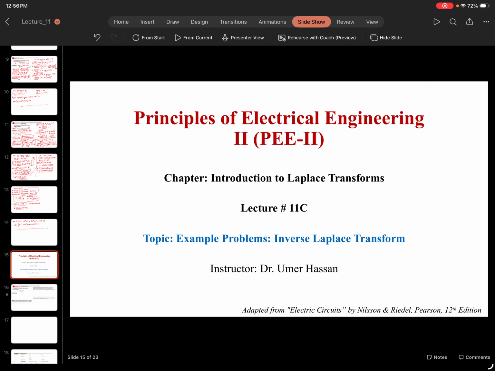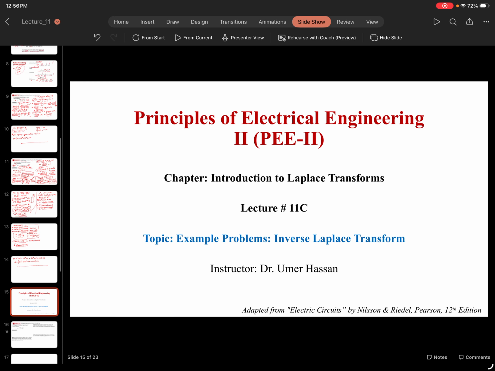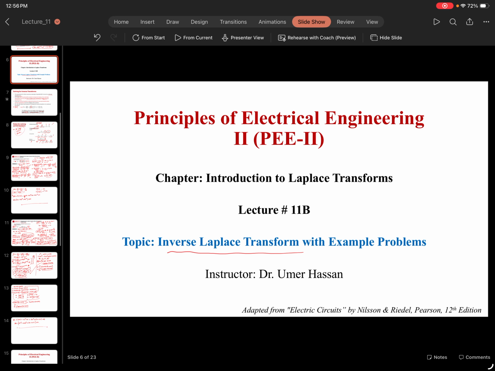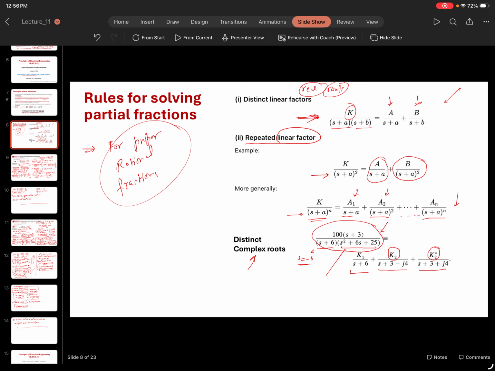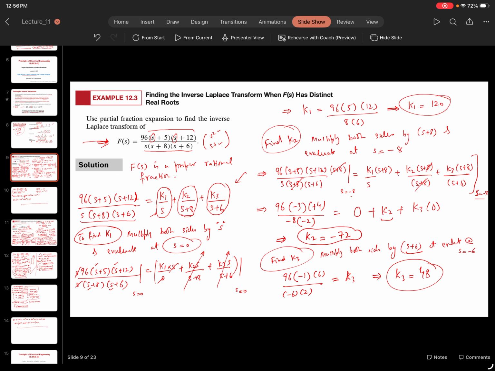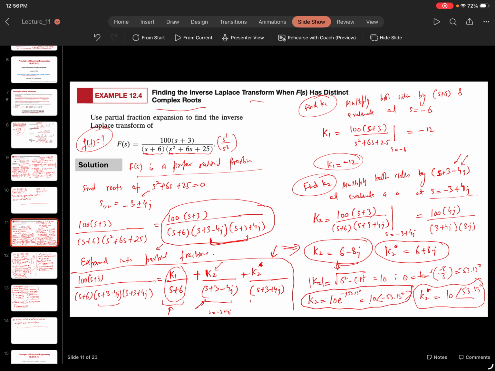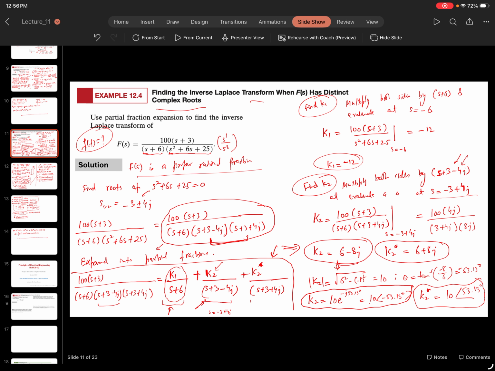Hello everyone, welcome to the next part of lecture number 11. In the previous part, we started with defining proper and improper rational fractions. Then we saw how to expand proper rational fractions into partial fractions. We did some examples when the Laplace transform function has distinct real roots, and we also did another one with complex distinct roots.